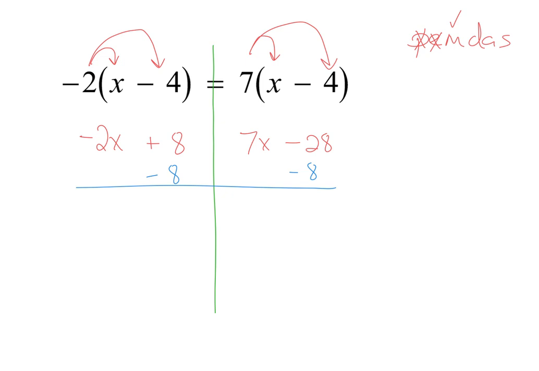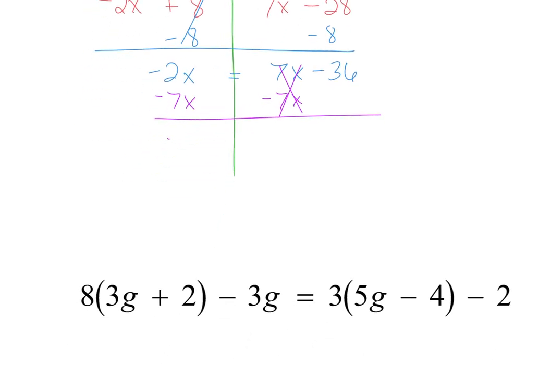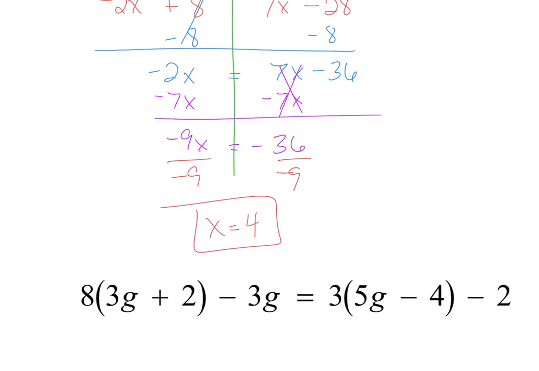Actually, I guess this doesn't really end up being so random because in doing that, I'm going to end up moving the variables to the left again. So subtract 7x. But maybe I just started in a way that you weren't kind of expecting. So anyway, negative 9x equals negative 36. Divide both sides by negative 9, and you get x is 4.